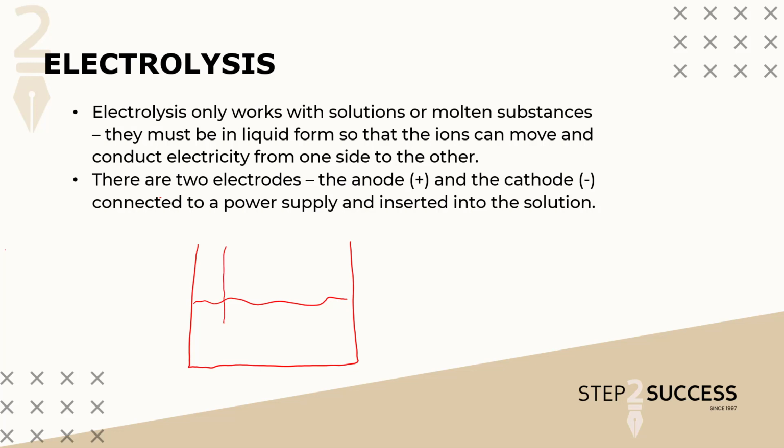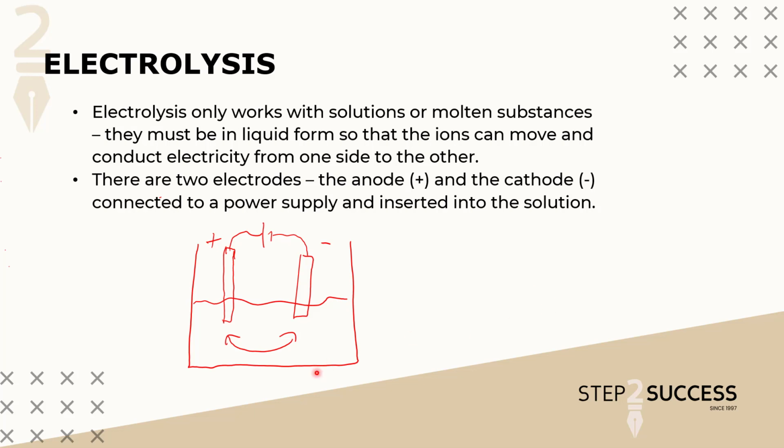We then have these 2 electrodes going into there, and they are joined together with a battery, so we have a power supply there. One of these electrodes is positive, one of them is negative, and we have electricity being conducted from one side to the other here. That is why electrolysis works, because this solution conducts electricity.